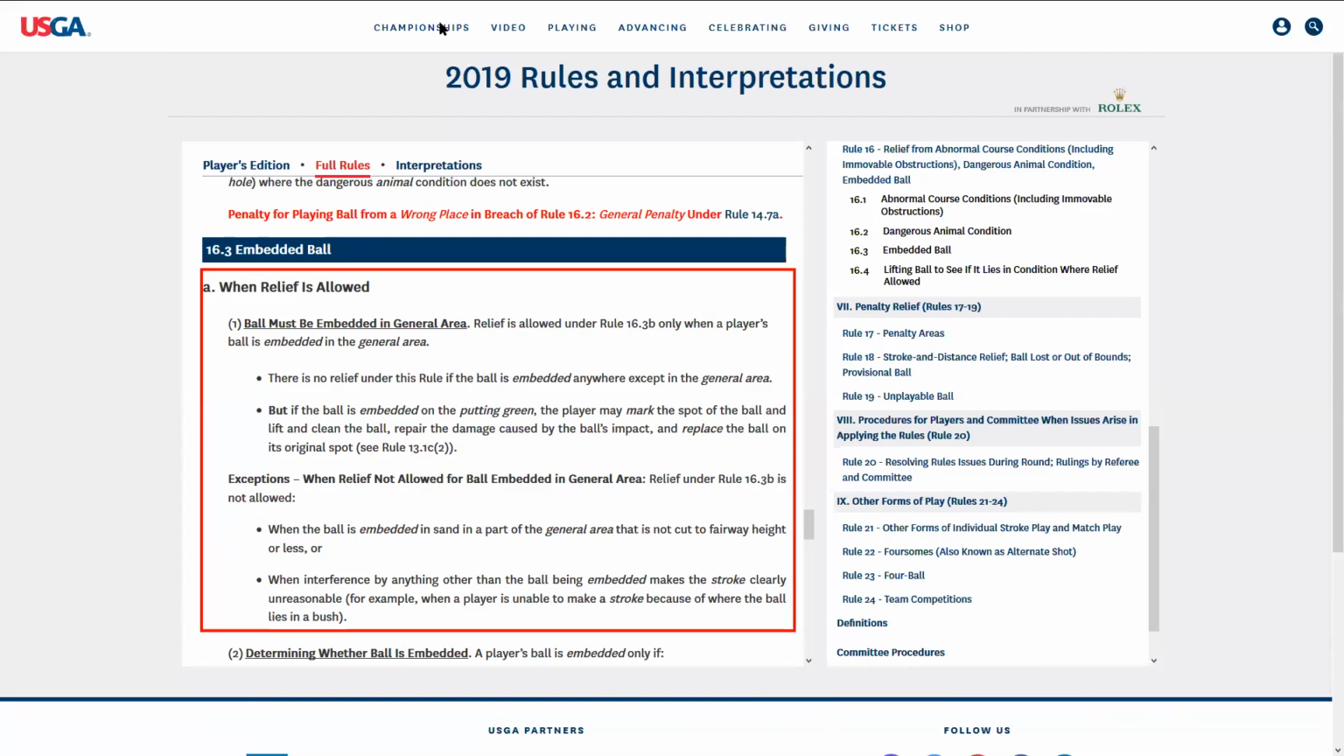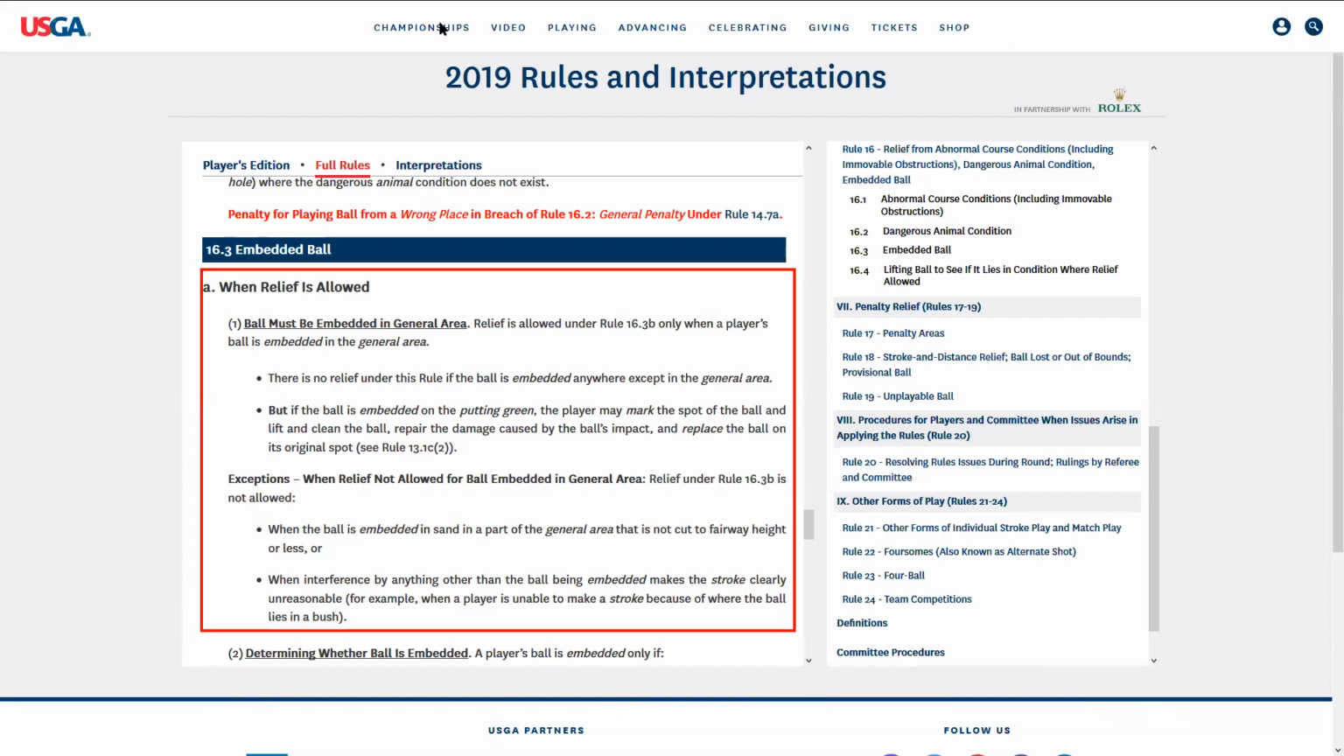You have a rule, you have an exception, and you have an exception to the exception. The rule is you always can take embedded ball relief if your ball's in the general area. The exception is you can't do it if it's in sand. Then there is a very minute exception to the exception that says, however, and then you're going to go back to the general rule, which says if it's embedded in sand in a closely mown area, you're going to be able to get relief. So let's take an example.